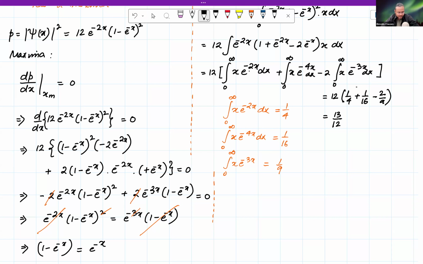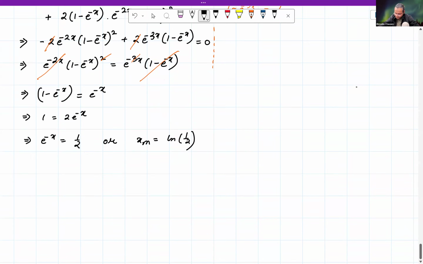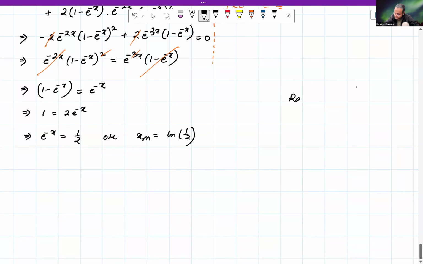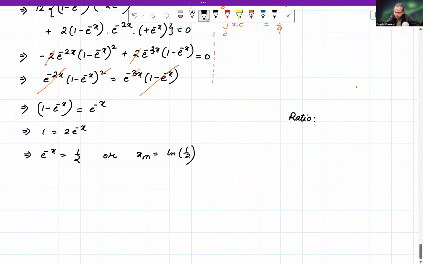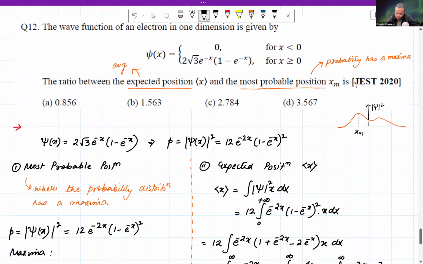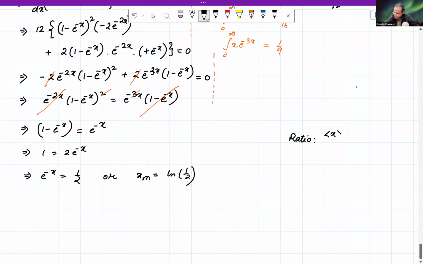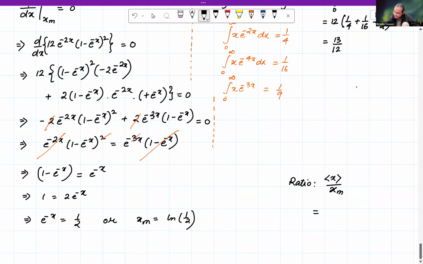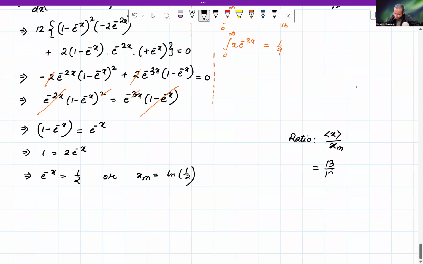Okay, I'm writing the answer directly, we don't have much time now. 13/12. And finally, the ratio we wanted is the ratio between the expected position and the probable position. So the expected position is 13/12 and the probable position is log of half. The answer comes out to be around 1.56. This is the answer.